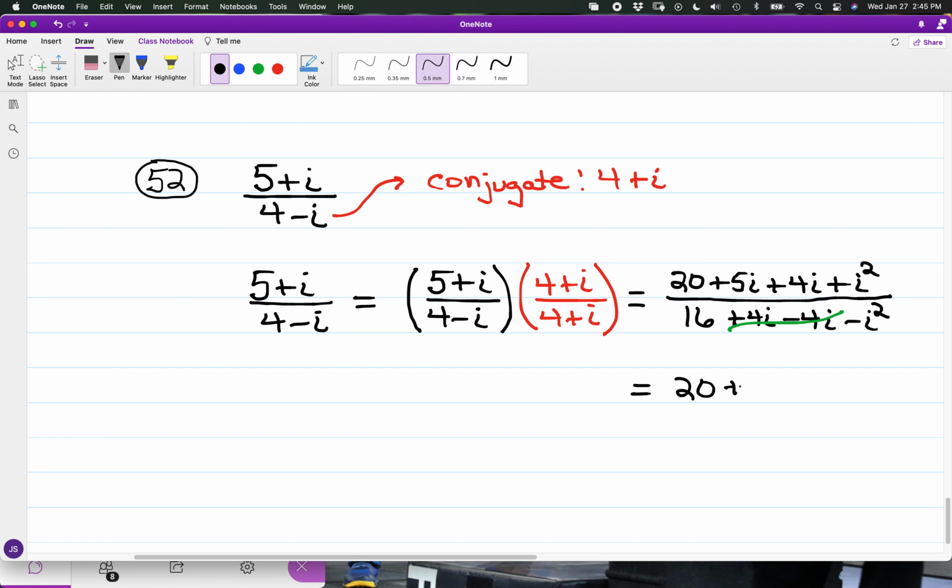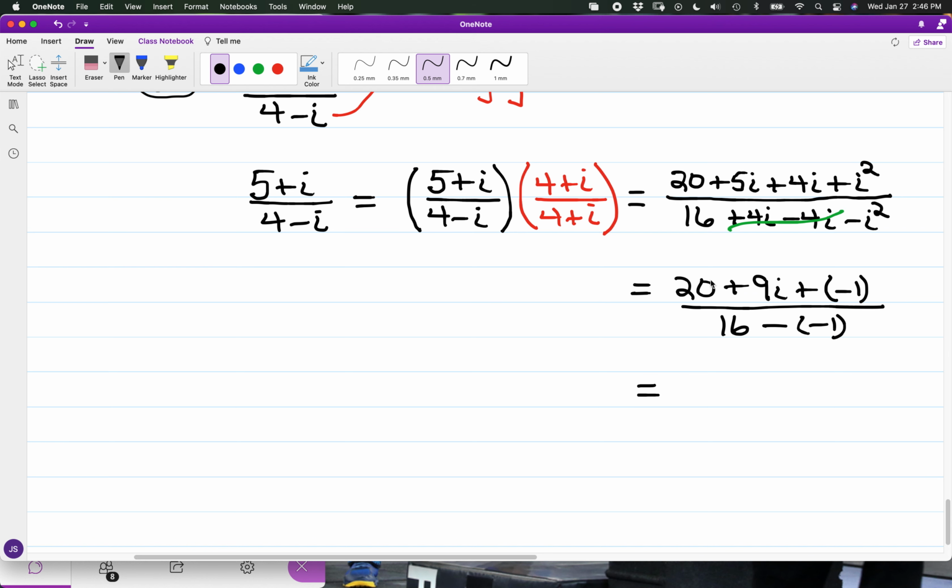So here we have 20. 5i plus 4i becomes 9i. And i squared we have at negative 1. In the denominator, you have 16 minus i squared, which again is negative 1. So in the numerator, 20 plus negative 1 is going to be 19, and we have plus 9i. And 16 minus negative 1 becomes 16 plus 1, which is 17.